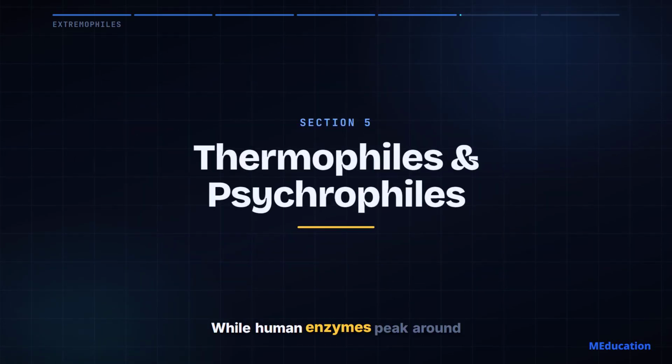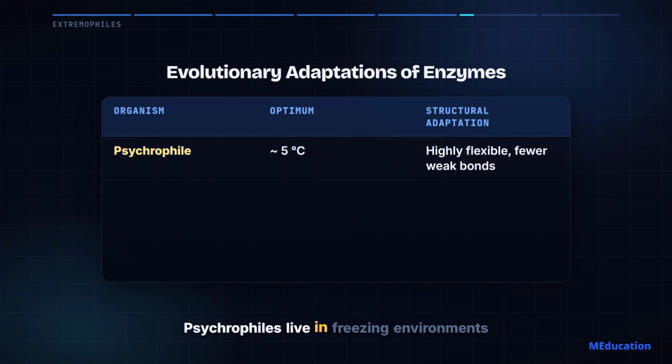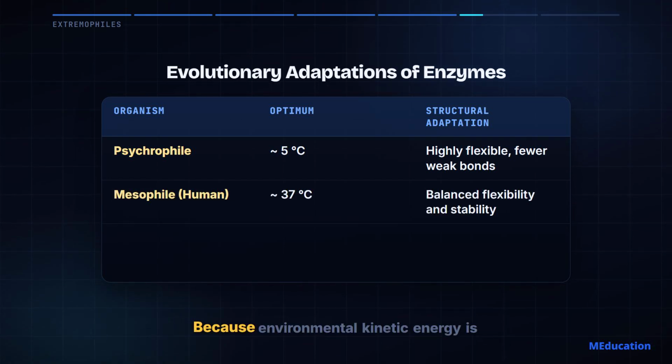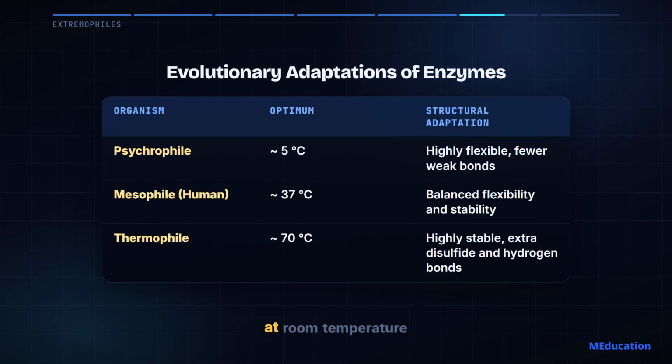While human enzymes peak around 37 degrees, enzymes in other organisms have evolved as adaptations to extreme environments. Psychrophiles live in freezing environments, like Arctic sea ice, with optima around 5 to 15 degrees. Because environmental kinetic energy is so low, their enzymes have highly flexible tertiary structures with fewer weak bonds, making it easy for substrates to bind. The trade-off is they are highly unstable and denature easily at room temperature.